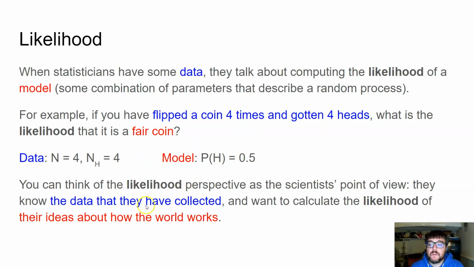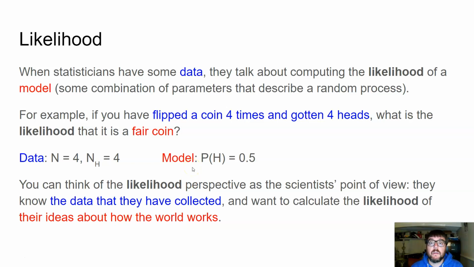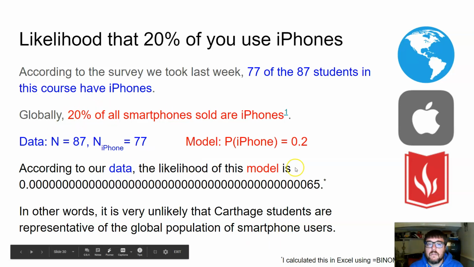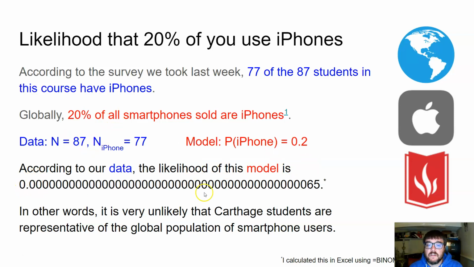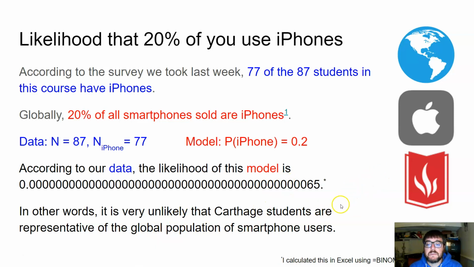This is the scientist's point of view. We know the data. The data aren't what we're wondering about, but we don't know how the world works. We're trying to make our best guess about how the world works. So if we look at the likelihood of 77, that this 20% model is a good model for Carthage students, we see this thing that's very close to 0. In other words, it's very unlikely that Carthage students are represented in the global population of smartphone users.